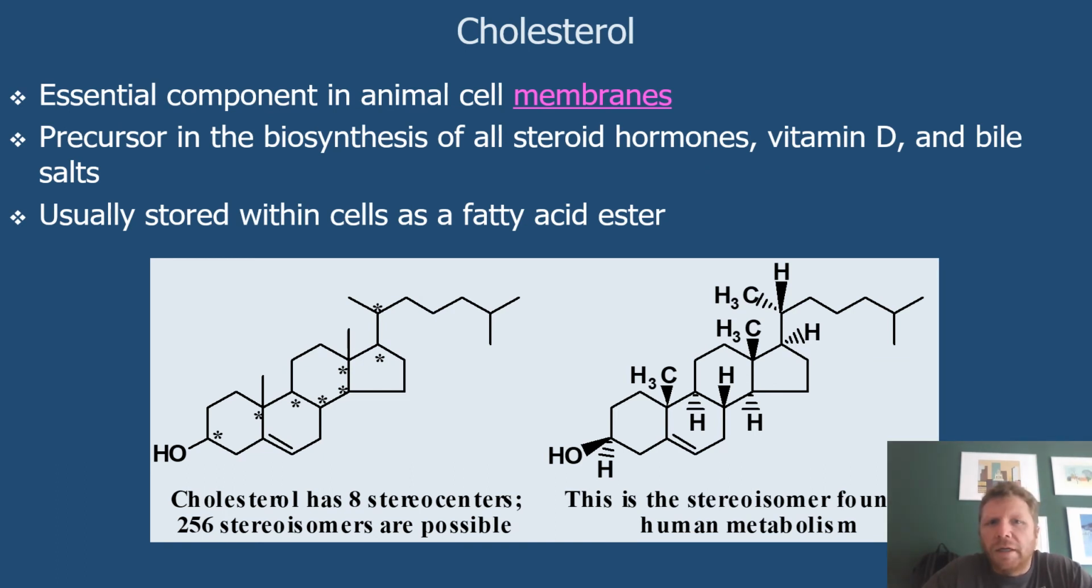Cholesterol is an essential component of an animal cell membrane. It is a precursor in the biosynthesis of steroid hormones, vitamin D, and bile salts. This is usually stored within cells as a fatty acid ester. So cholesterol right here has a total of 8 stereocenters. 1, 2, 3, 4, 5, 6, 7, 8. 256 stereoisomers are possible. Now, of those 256, this one displayed right here is a stereoisomer found in human metabolism.